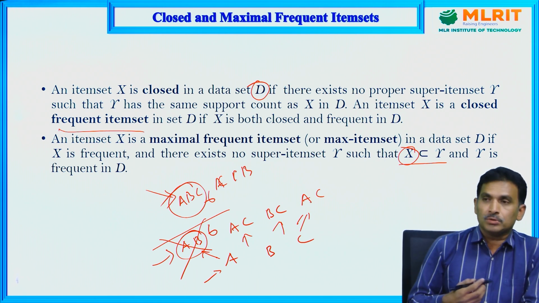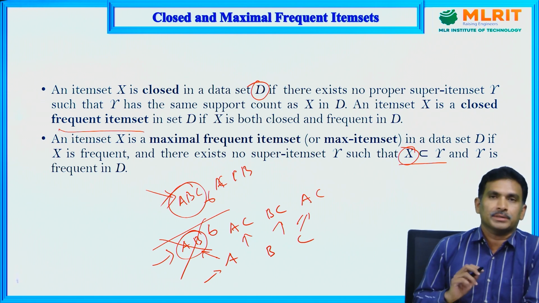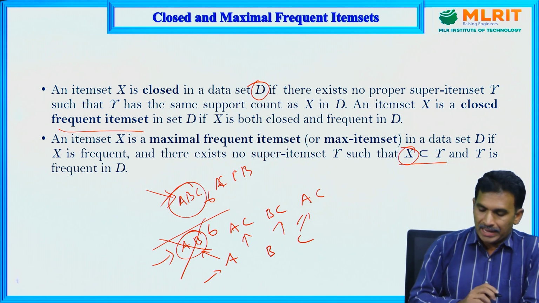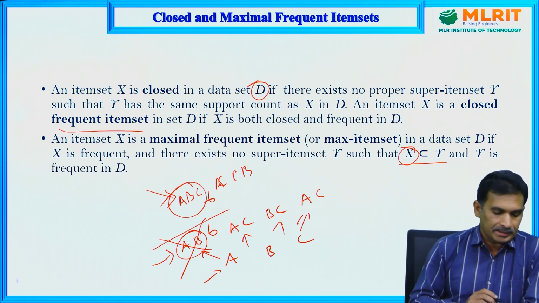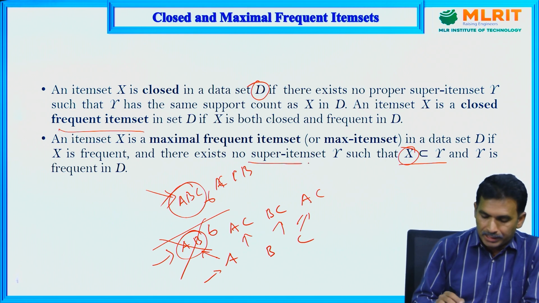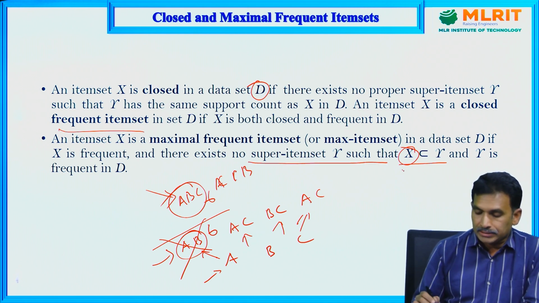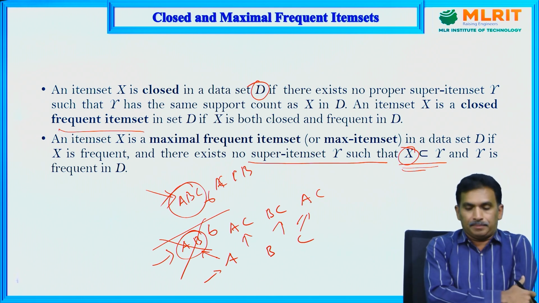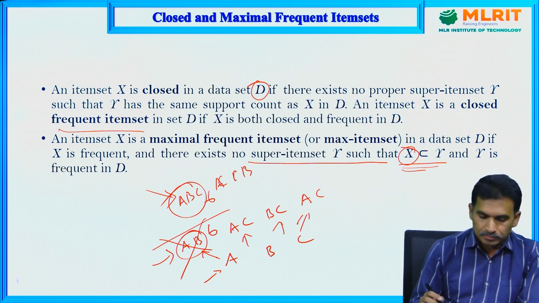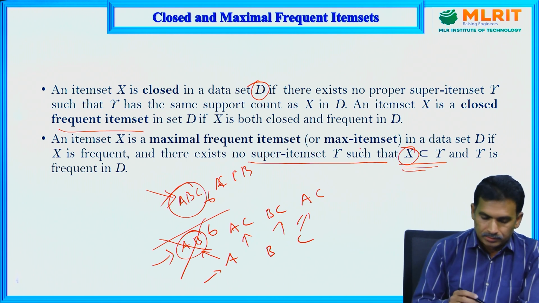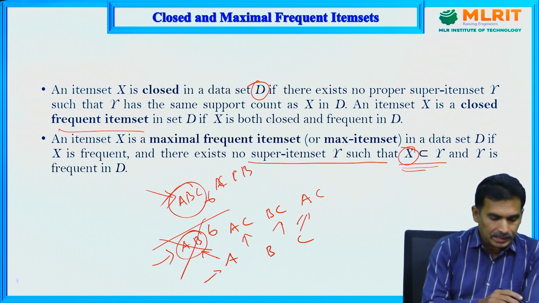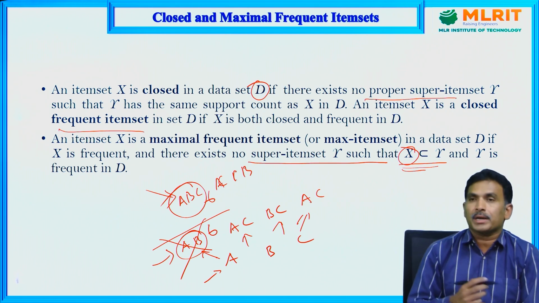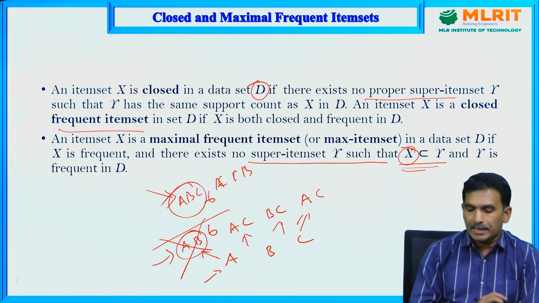Next, another reduced form, that is a maximal frequent item set. An item set X is a maximal frequent item set, or max item set, in a data set D if X is frequent and there exists no super item set Y such that X is a proper subset of Y and Y is frequent in D. So in a database, if X is frequent and there exists no proper super item set, that is the definition.